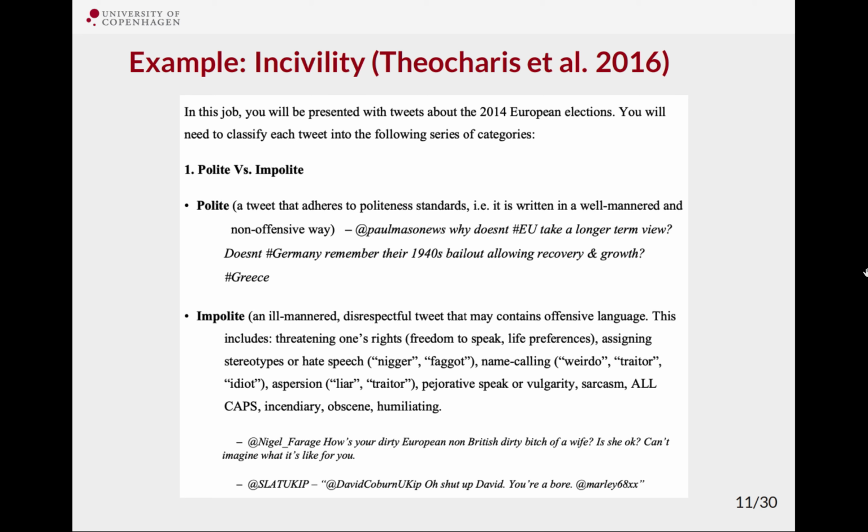Because what they did is they asked ordinary users to classify, I think it's 32,000, a really, really large number of tweets, for whether they are polite or impolite. And they had a number of other codes that they wanted to look at. And so these ordinary users on the internet just saw in this job, you'll be presented with tweets from the upcoming 2014 European elections. You will need to classify each tweet into the following categories.